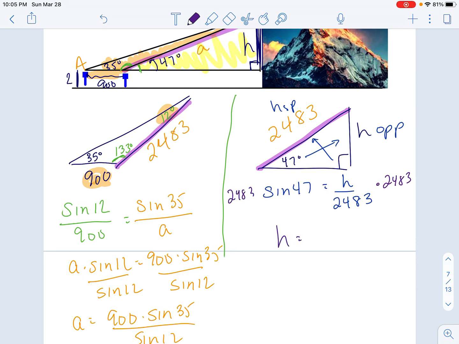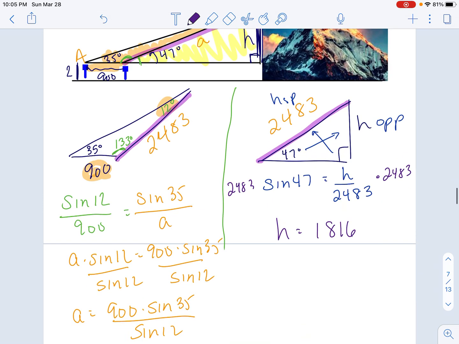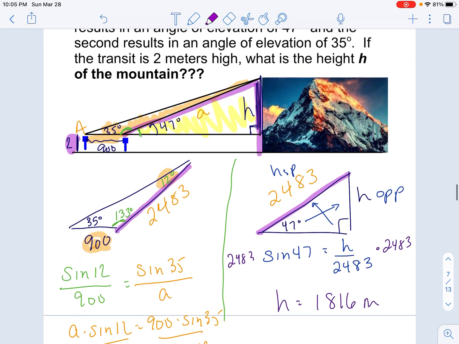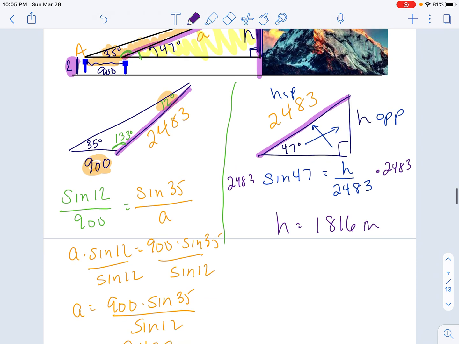And if I round to the nearest whole number, 2,483 times sine of 47 gives me 1,816. And it was meters. Now the one problem we forgot though, that's this piece right here, but there was an extra 2 meters. Remember that that tower, or that transit, was 2 meters off the ground. So we really have to add 2 there.